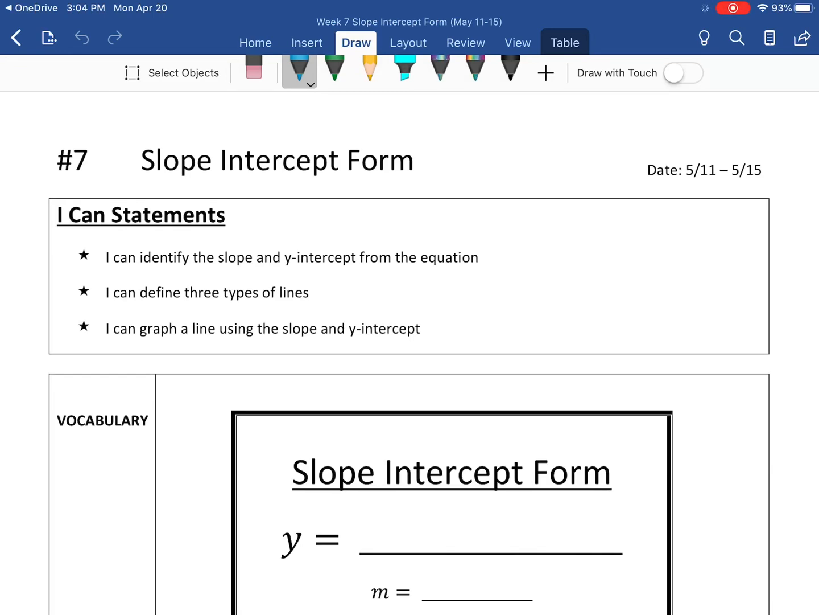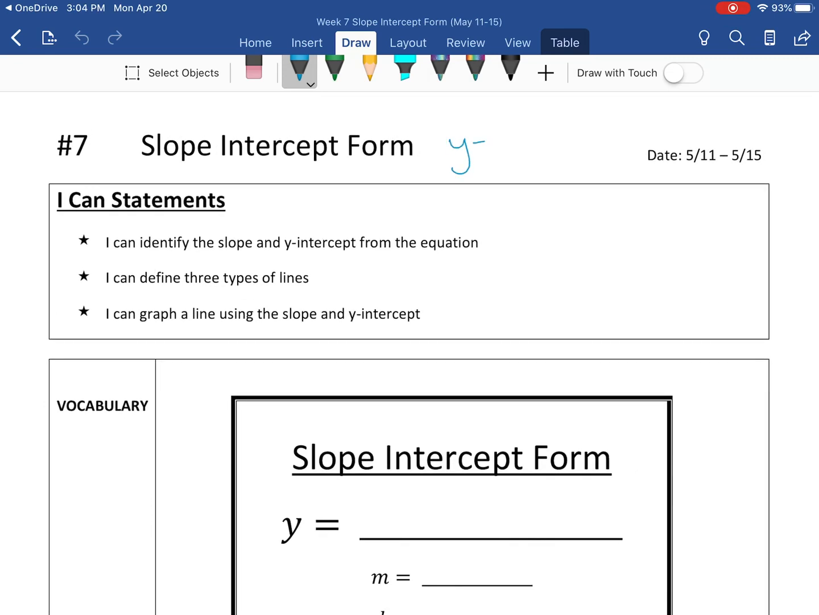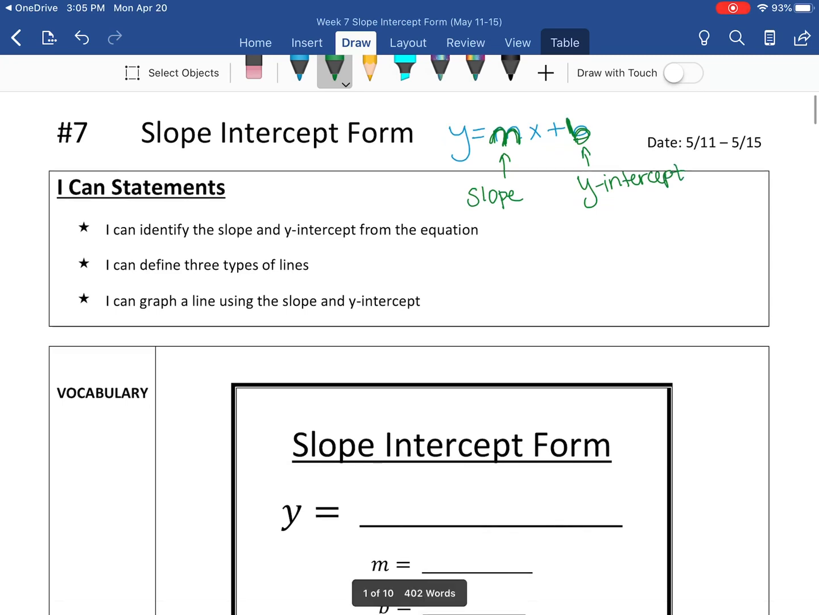Hello! So today we're going to take what we have been talking about with slope and our y-intercept, and we're going to put it together to talk about slope-intercept form. Slope-intercept form is a specific form of an equation where y equals mx plus b. It's called slope-intercept form because just by looking at the equation we can figure out our slope, which is m, and our y-intercept, which is b. That's why it's called slope-intercept form, because it tells us those two things.